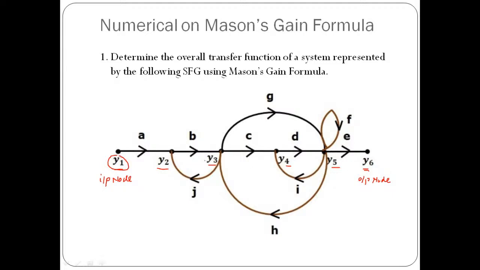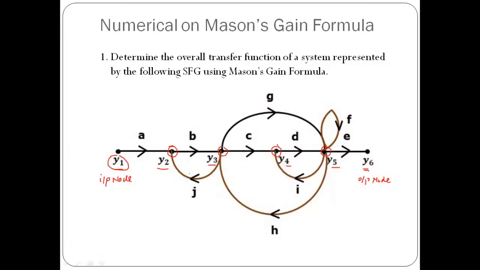If not, just go and watch the previous lecture. In that lecture, I have discussed in detail what exactly an input node is and what exactly an output node is. Now, y2, y3, y4, y5 are called intermediate nodes or chain nodes. Why? Because they have a combination of both incoming and outgoing branches. So I hope these points are clear to everyone.